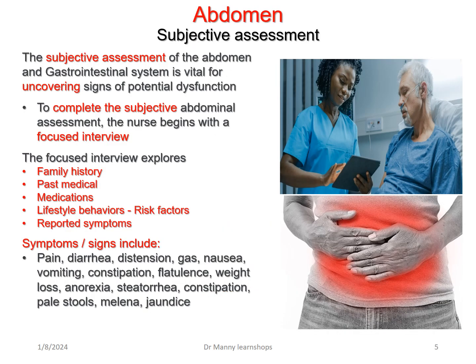Now, when it comes to the abdomen, subjective assessment is important. In addition to that, the focused interview explores family history, medical past, medications, lifestyle behaviours which could put the patient at risk, and symptoms. Symptoms or clinical manifestations could include pain, diarrhea, distension, gas, nausea, vomiting, constipation, flatulence, unintentional weight loss, anorexia, steatorrhea, pale stools, melena, and jaundice.